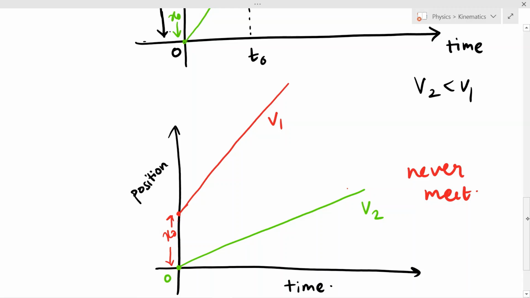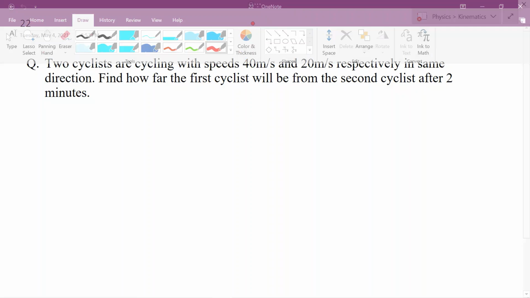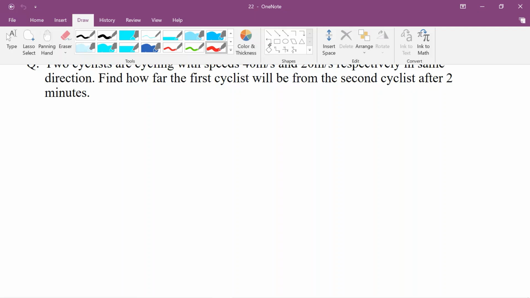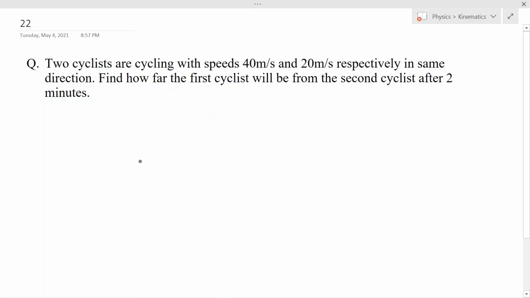Now let's do the problems based on this concept. Two cyclists are cycling with speed 40 meter per second and 20 meter per second respectively in the same direction. Find how far the first cyclist will be from the second one after 2 minutes. So in such problems, it is necessary first to choose the reference point, that is the origin, and that is the crucial thing. The next thing is just solving the equations.